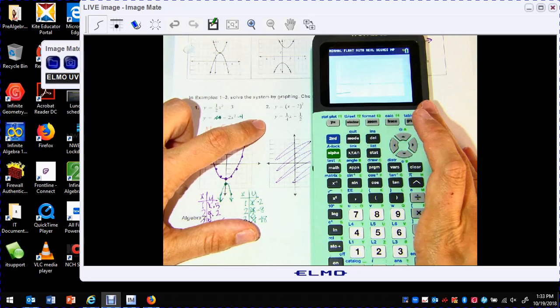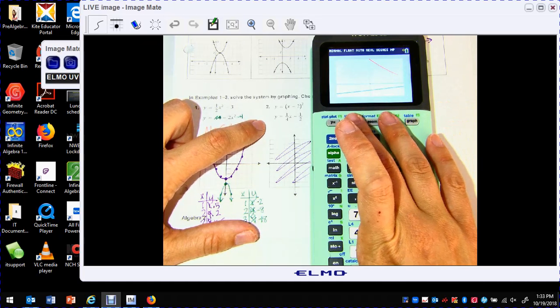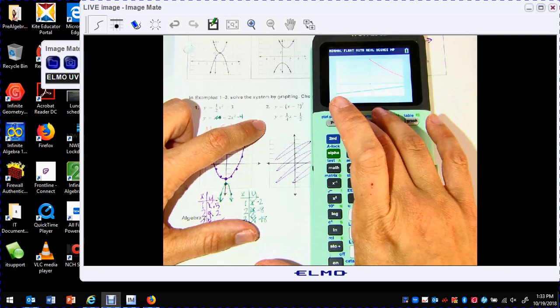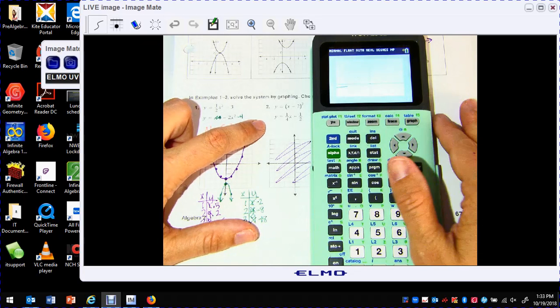Let me see if that'll show it. Oh, nope, I need to scoot over. Sorry. But you have to wait for it to be plotted. I didn't scoot over quite. See that? Excuse me. Yep, there. We'll see it now.